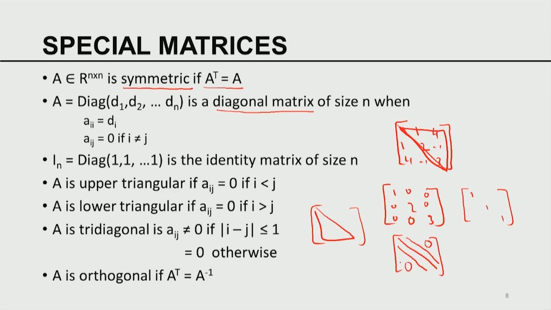That's called a tri-diagonal matrix. A matrix is said to be an orthogonal matrix if A transpose is equal to A inverse. So orthogonal matrices have this extremely nice special property that the inverse is equal to the transpose. These are examples of basic properties of special classes of matrices.